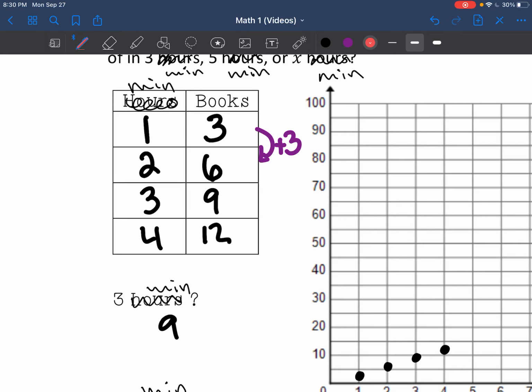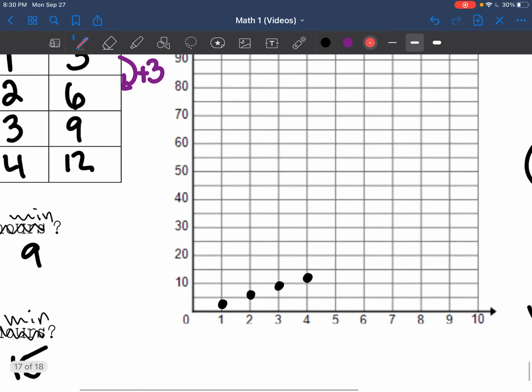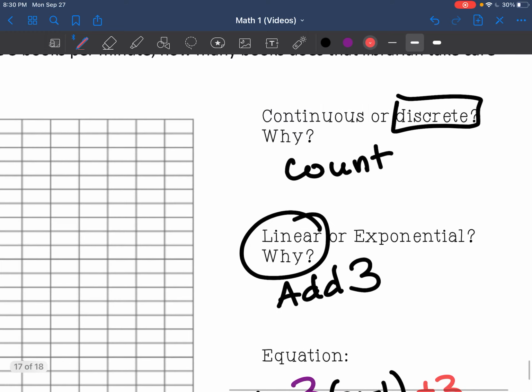All right, hopefully your table looks the same as mine. This is what happens when you add by 3. So at 3 minutes, there were 9 books. 5 minutes, there were 15 books. Here's the graph. It's a very itty-bitty, teeny-weeny graph, which is nice, I guess. And then this is a discrete because you're putting books on the shelf. You count how many books you are putting on the shelf.